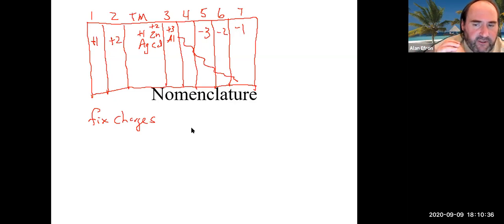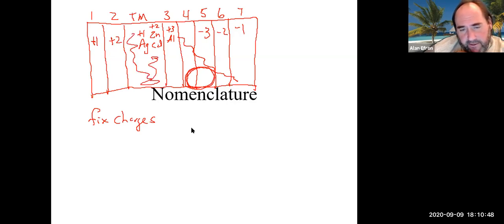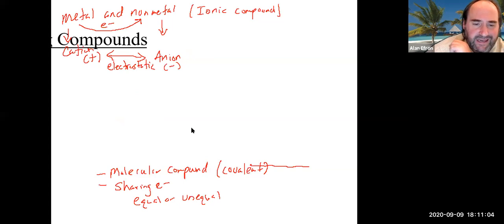Pretty much everybody else in the transition metal region, and the metals down here below the staircase, which are also metals and not transition metals, will have a variety of charges. So they will not have a fixed charge. It depends on what they are bound to as to what their charge will be. That's an important thing to keep in mind as we talk about the naming part of it here.